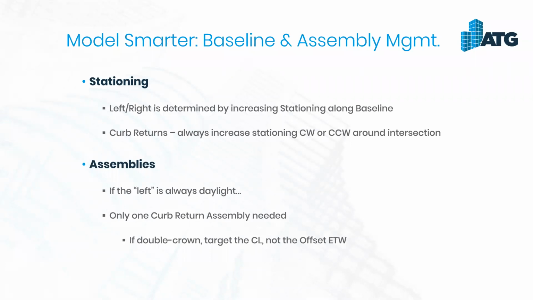If you're in a simpler situation where both crowns are being maintained, your curb return subassemblies can go straight to targeting the center line alignments and profiles, not necessarily your offset as your edge of travel way. But we'll see more about that when we get into the software here in a bit.